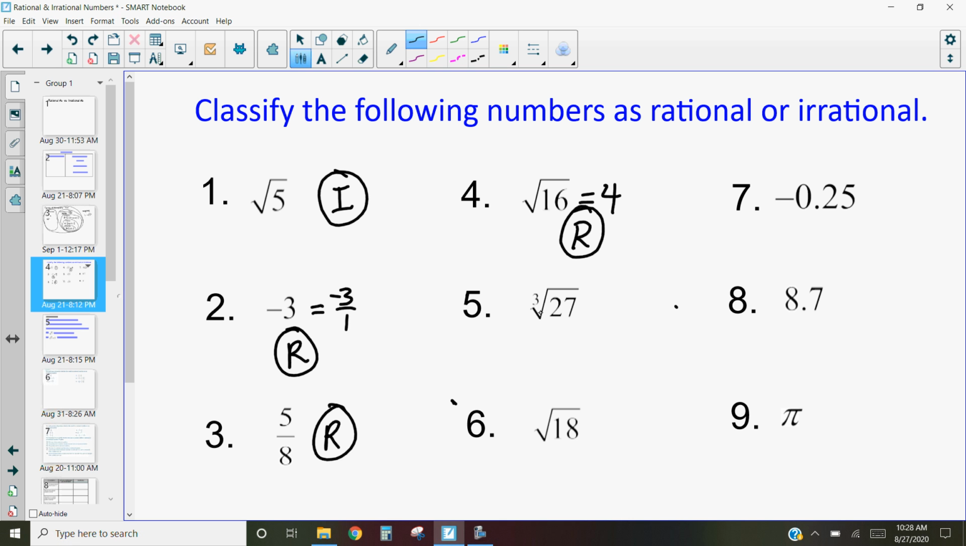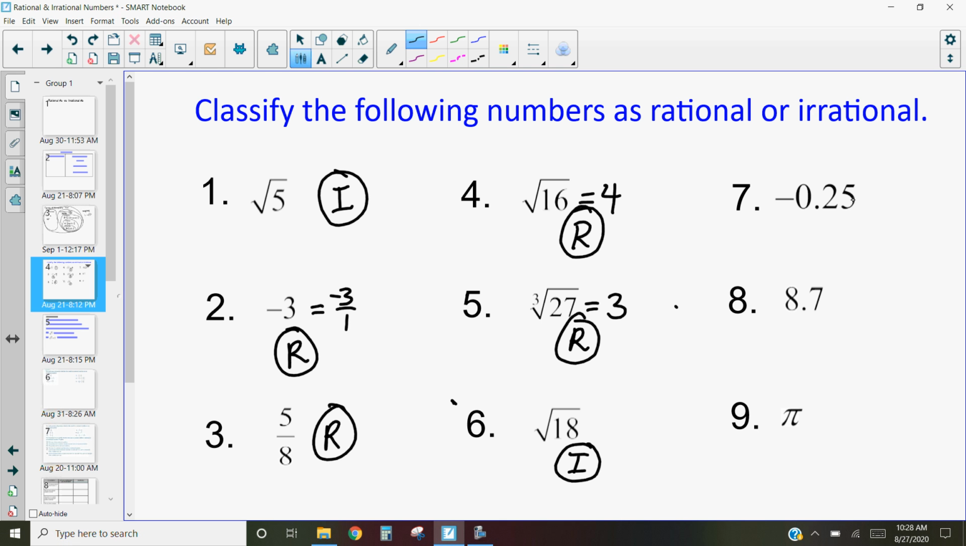The cubed root of 27. The cubed root is kind of like the square root. In a square root, you need 2 of them. In a cubed root, we need 3. So the cubed root of 27 actually equals 3 itself. So that one is rational. The square root of 18, well, that one comes out to be something like 4.24 something, something, something. So that is not an integer, so it is irrational.